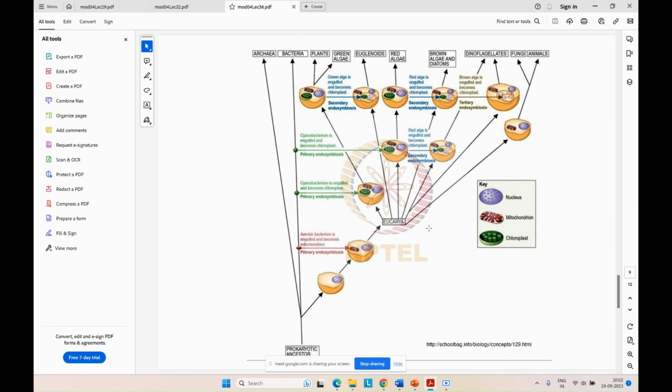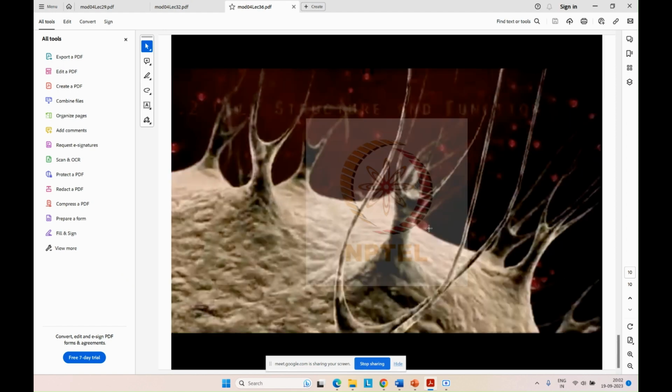This is another depiction of a hypothesis of how the engulfment may have been.